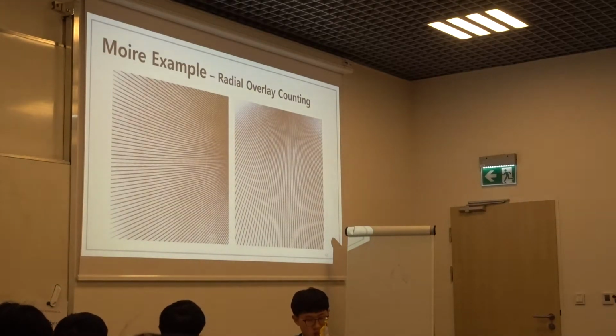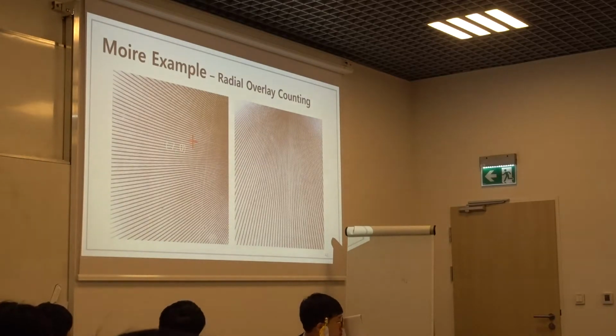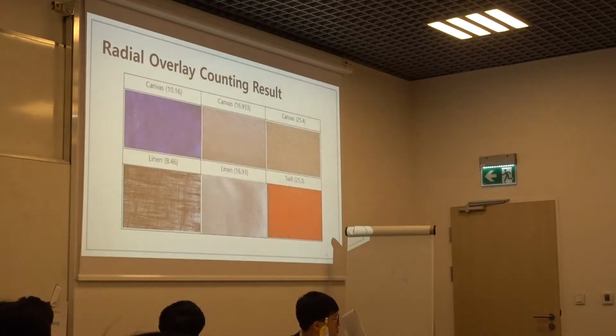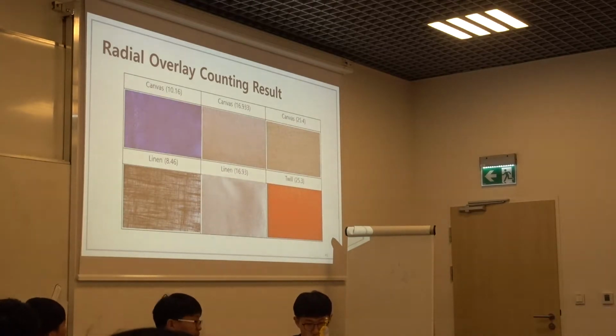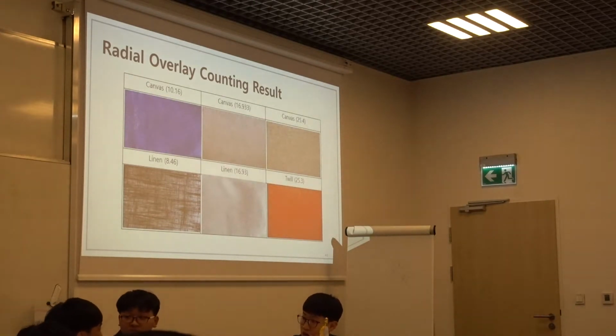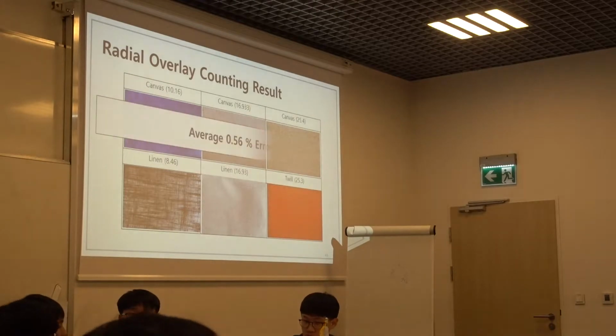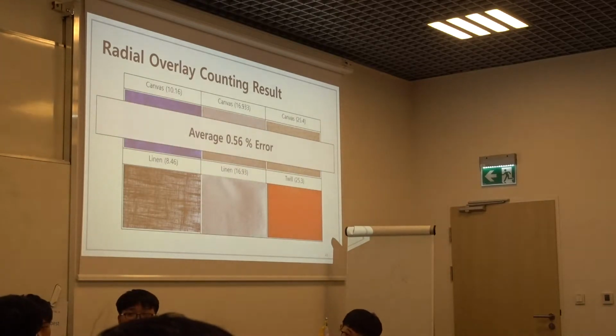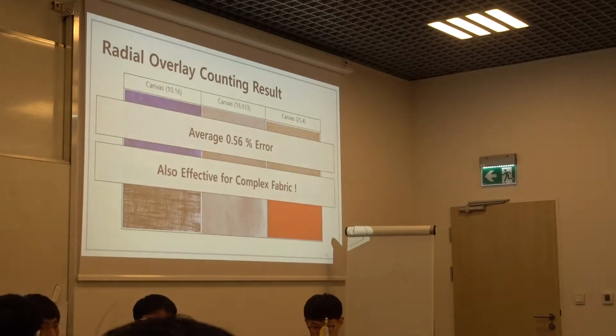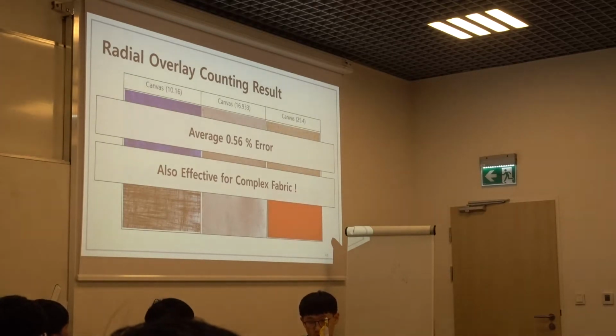So these are just an example of radial overlay counting, creating the warp patterns. With this radial overlay counting result, we were able to calculate each of them and got an average of 0.56% error. So this shows that this method is also effective for complex fabrics.